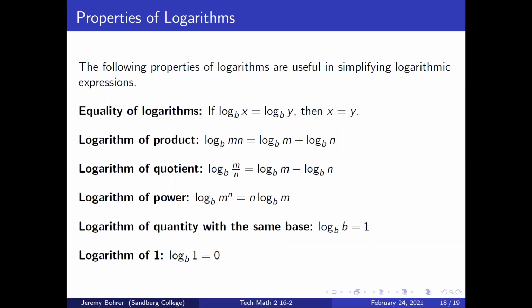The following properties of logarithms are useful in simplifying logarithmic expressions. Equality of logarithms: if log base b of x equals log base b of y, then x equals y. Logarithm of a product: log base b of mn equals log base b of m plus log base b of n. Logarithm of a quotient: log base b of m divided by n is log base b of m minus log base b of n. Logarithm of a power: log base b of m to the n power equals n times log base b of m. Logarithm of the base: log base b of b equals 1, and logarithm of 1, log base b of 1 equals 0.